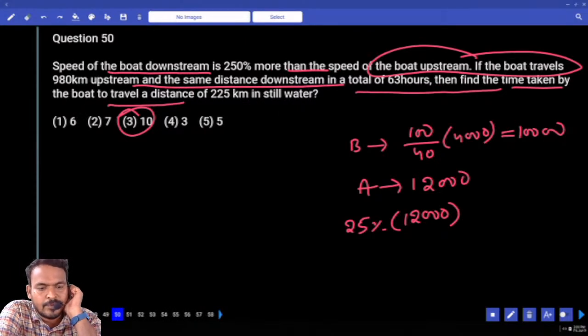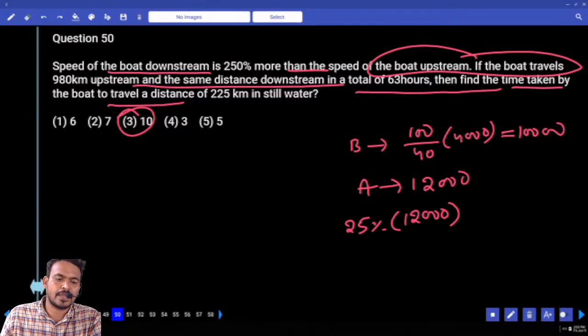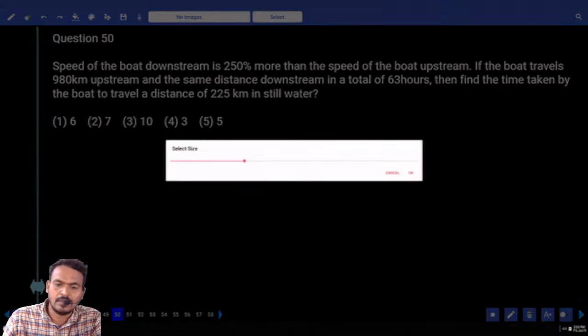Next question number 50. The speed of the boat downstream is 250% more than the speed of the boat upstream. If the boat travels 980 km upstream and the same distance downstream in a total of 63 hours, find the time taken by the boat to travel a distance of 225 km in still water.